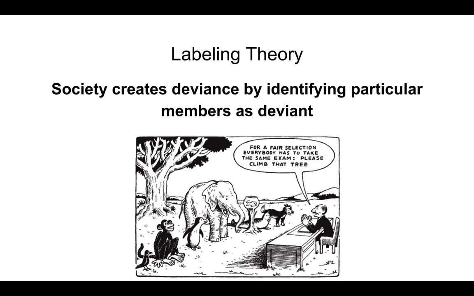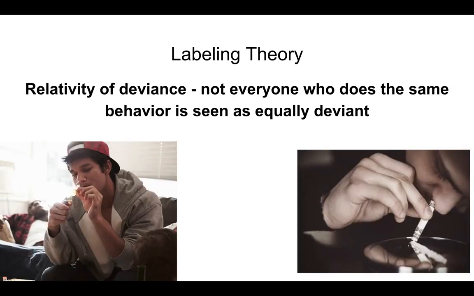And I'll try to put a little finer point on that. It's the relativity of deviance, which states that not everyone who does the same behavior is seen as equally deviant. The person on the left is smoking crack. The person on the right is snorting cocaine. Now, crack and cocaine are essentially the same drug, but one, crack, is seen as much more deviant than the other. It isn't the illegal drug use per se, it's who gets labeled as deviant.